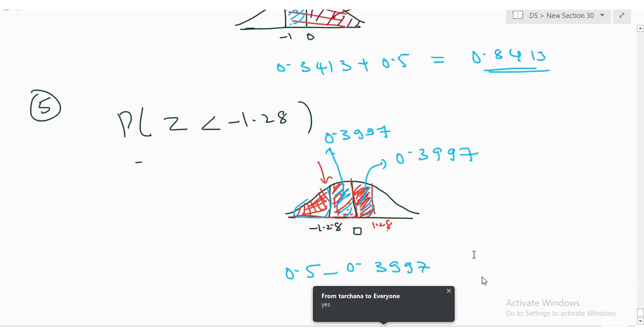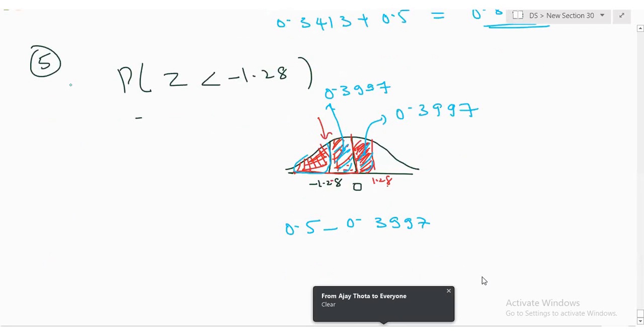Sixth problem. You need to be thorough with this. It looks like you are understanding, but if I give some other problem, definitely you are going to confuse yourself. So only practice. Okay.